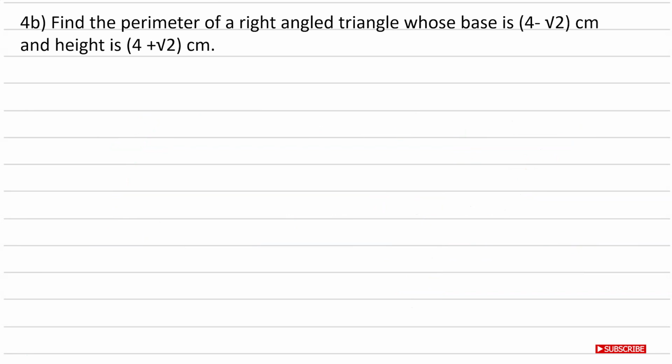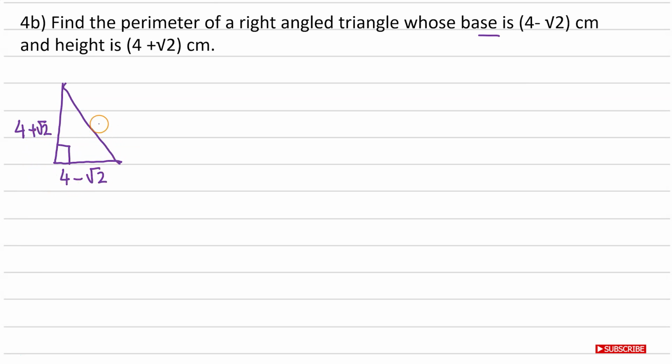Now for part 4b, we're told to find the perimeter of a right angle triangle whose base is 4 take away square root of 2 centimeters and height is 4 plus root 2 centimeters. So let's just do a small sketch. We're told it is a right angle, so let's sketch a right angle triangle. The base is 4 take away square root of 2 and the height is 4 plus root 2.